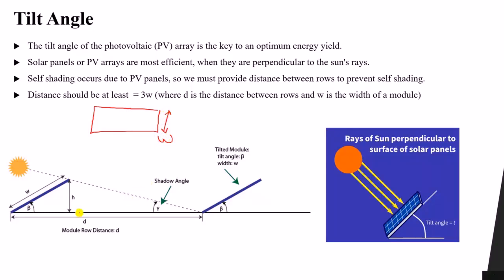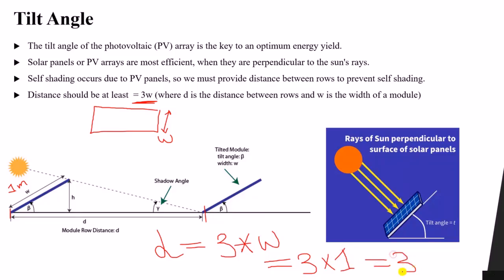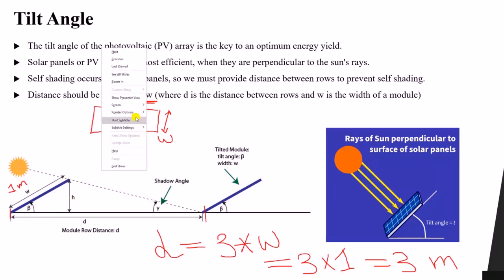So between each row, we will add a distance D, which is equal to 3 times the width. For example, if this width is 1 meter, then the distance between each row D will be equal to 3 times W, which is 3 multiplied by 1 meter, which is 3 meters. That is the distance between panels.